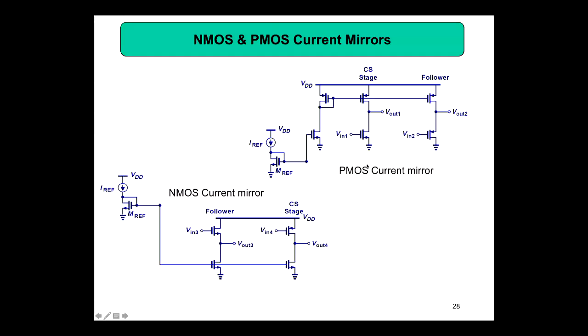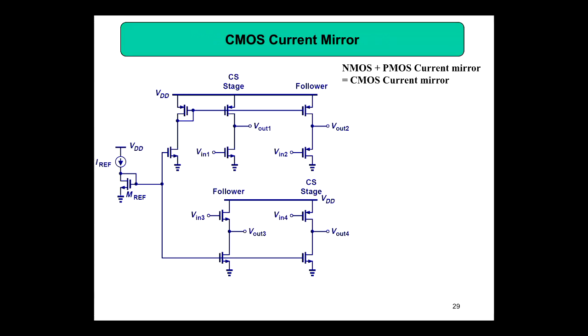Because this is common in the PMOS current mirror and the NMOS current mirror, this part is common for both, so that we don't need both in the design. And then if you connect it like this, it is called a CMOS current mirror. So NMOS plus PMOS, that is called a CMOS. So that's how in the CMOS circuit they will be doing the biasing.